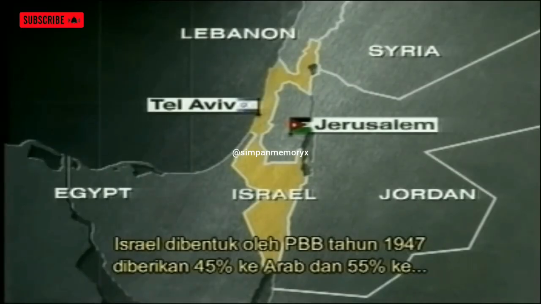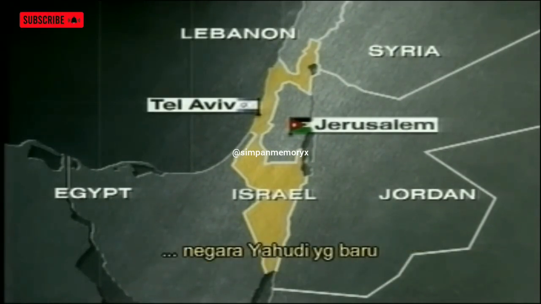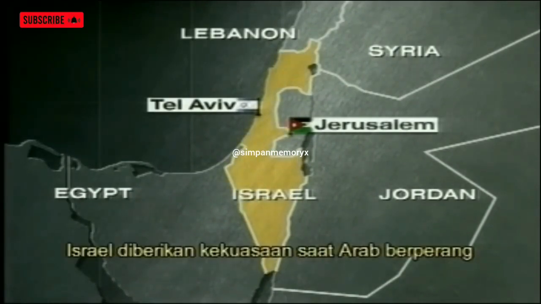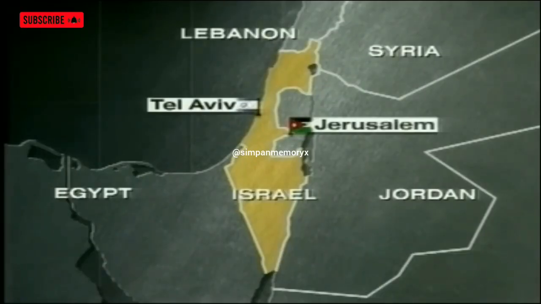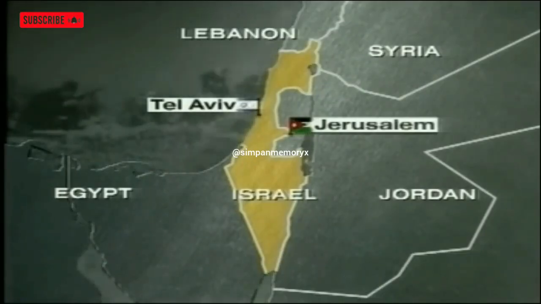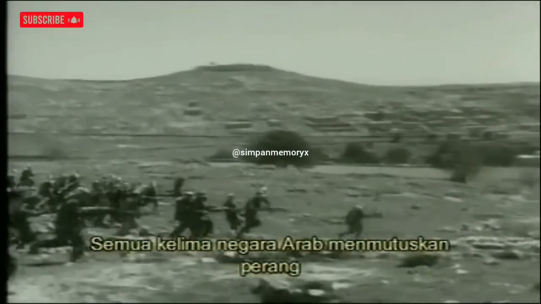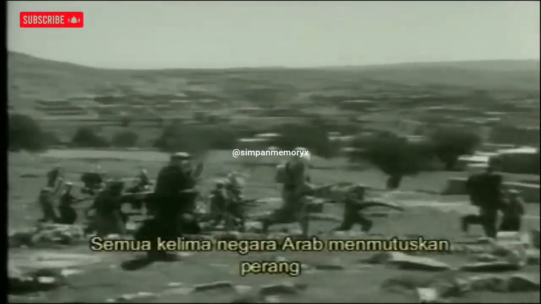Israel was created by the United Nations partition of Palestine in 1947, giving 45% to the Arabs and 55% to the new Jewish state. The Israelis gained further territory when hostile Arab reaction led to war. All 5 Arab nations declared war in an attempt to stifle Israel at birth.